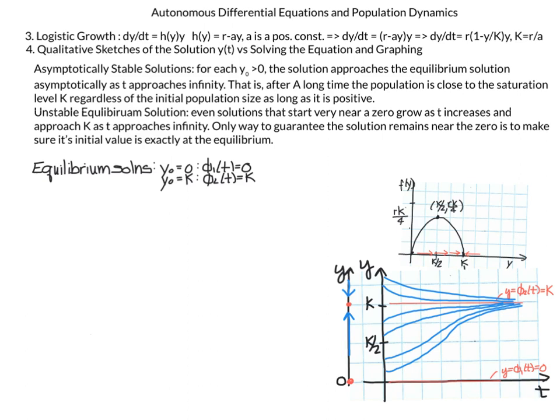Now we are ready to talk about asymptotically stable solutions and unstable equilibrium solutions. So for each y naught greater than 0, and here I've illustrated 1, 2, 3, 4, 5, 6 different y naughts and 6 different initial conditions, the solution approaches the equilibrium solution asymptotically as t approaches infinity. So here they all approach k.